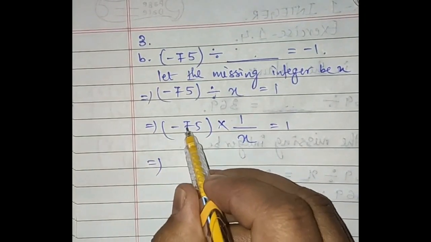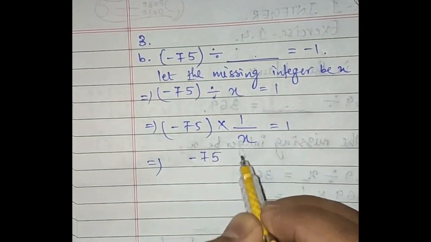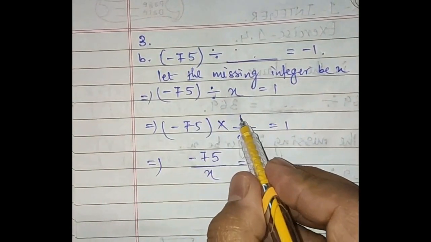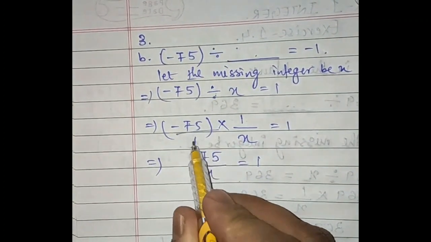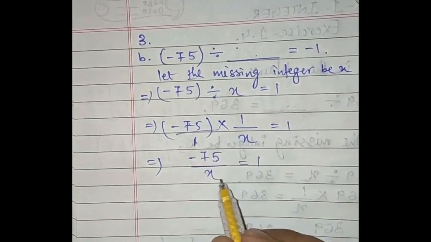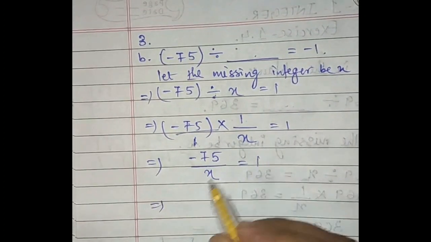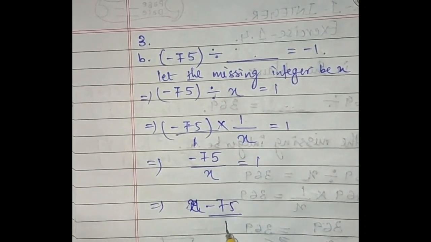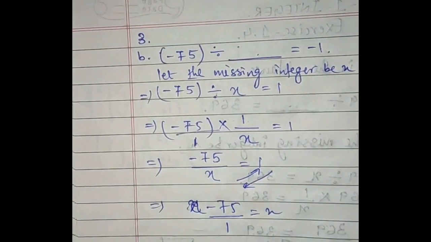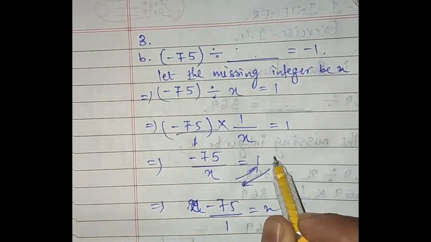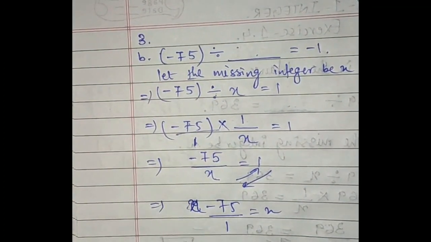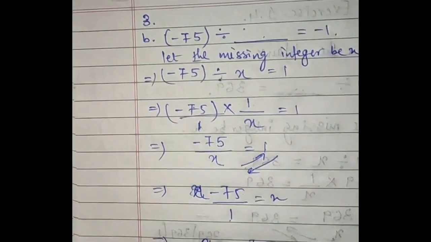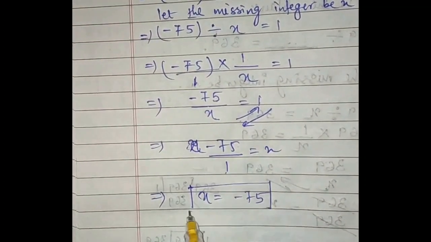Similarly, minus 75 into 1 is minus 75 divided by x is equal to 1, isn't it? Minus 75 into 1 is minus 75, and over here this is 1 divided by 1, so 1 into x is x. So cross change it: minus 75 by 1 is equal to x. Exchanging, I will exchange 1 with x. So simply the value of x is minus 75, because minus 75 divided by 1 is minus 75, isn't it? So our x value is minus 75.